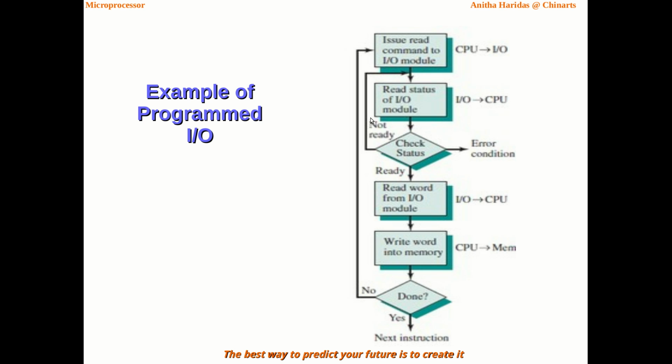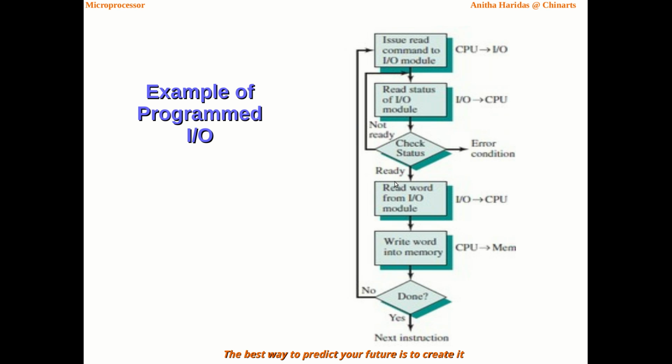So this is why we call it programmed input output, because this part is something you write as a program. So this program will be continuously executed by the CPU. We call it programmed input output.